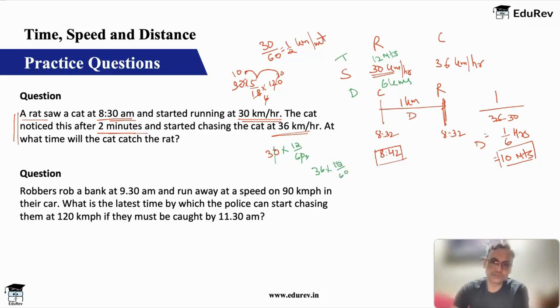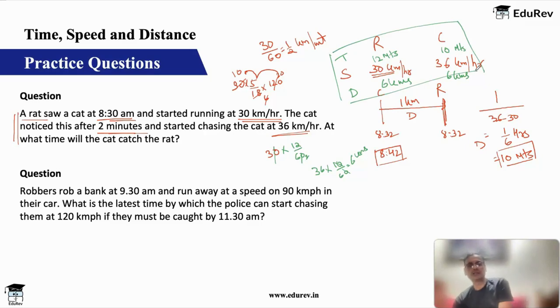Okay, so 36 by 6, that is how much? That is also 6 kilometers. So in 10 minutes, it covers 6 kilometers. Same thing. So at 8:42, the rat will be caught. I hope we are clear with this.